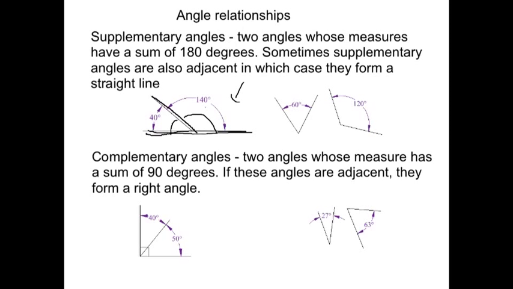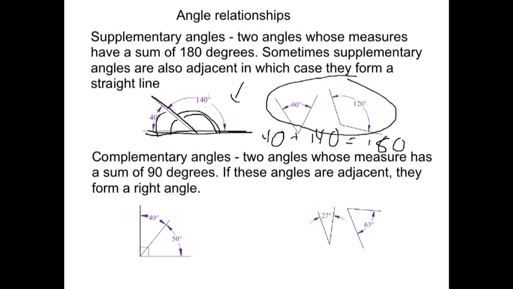Supplementary angles, 40 and 140, are two angles that add up to 180. So we know that 40 plus 140 equals 180. So we know that this angle, 40 degrees, and this angle, 140 degrees, are supplementary angles because the sum of their measurements is 180 degrees. Same thing with 60 and 120. 60 and 120, they're supplementary angles because 60 plus 120 equals 180. And any two angles that add up to 180 are supplementary.